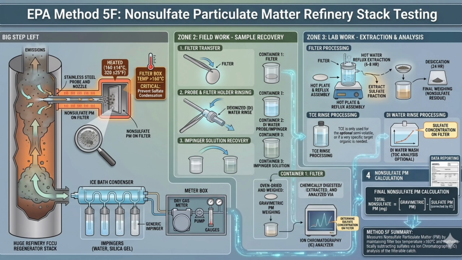Today, we're stepping into the super fascinating world of environmental forensics to look at a highly specific, very technical protocol. It's called EPA Method 5F. Honestly, you can really think of this explainer as a chemical detective story. Our main objective? To find a really specific air pollutant hiding right inside the chaotic mix of gases and particles bellowing out of industrial smokestacks.